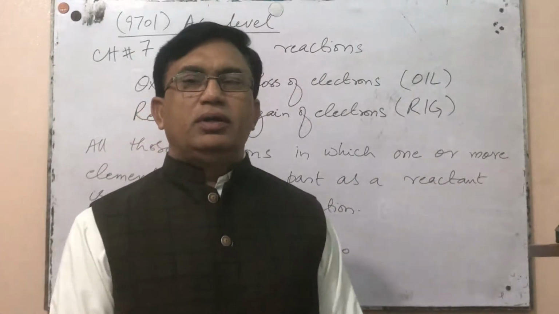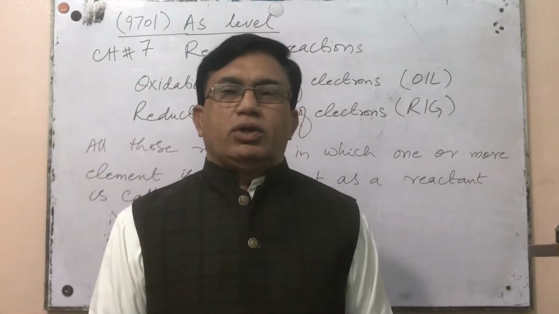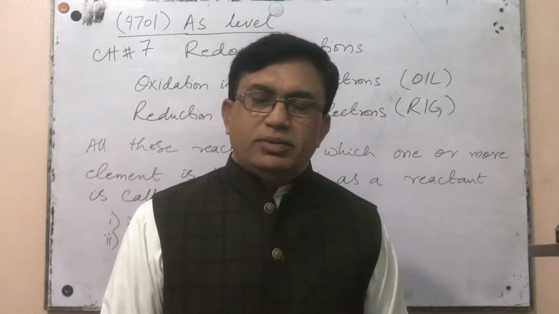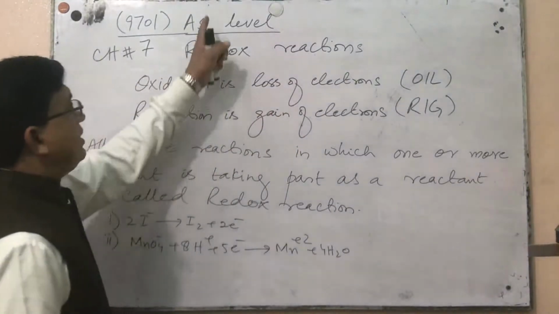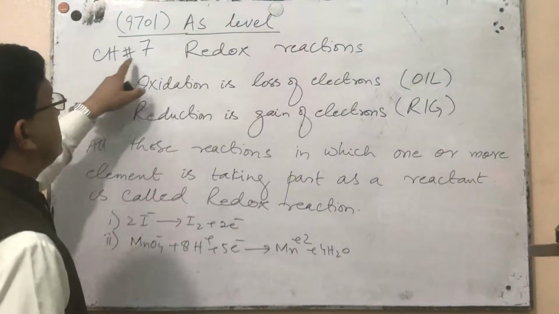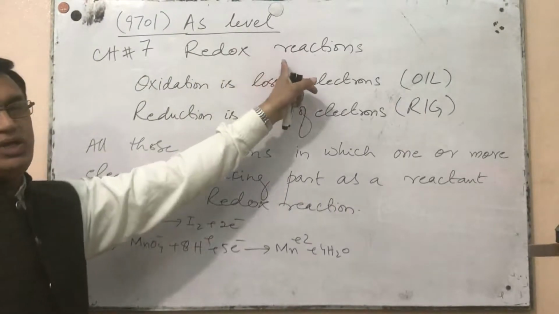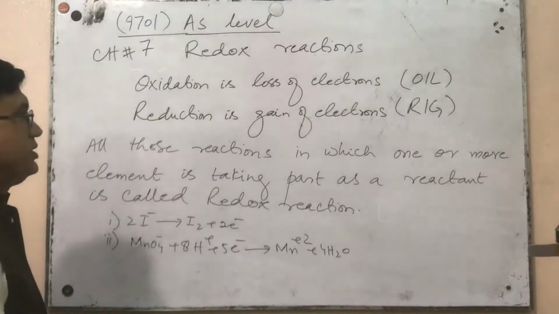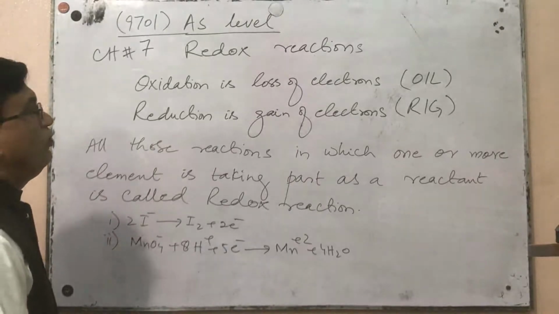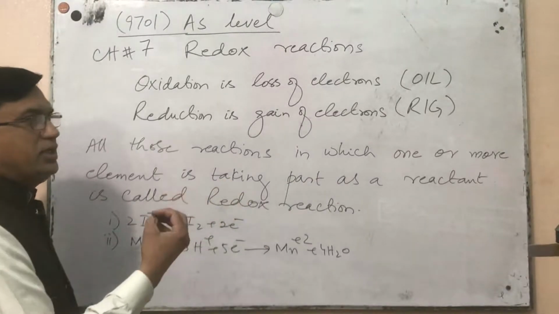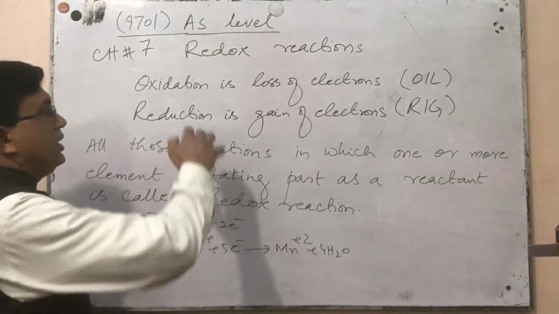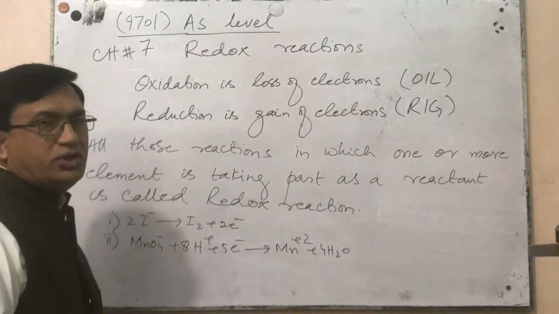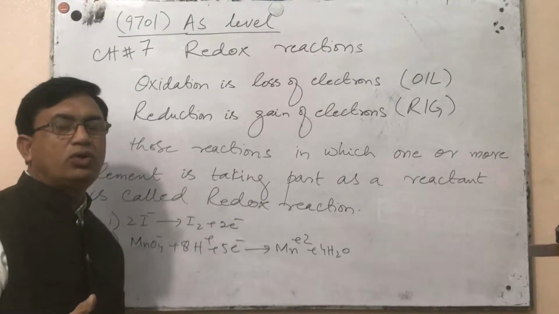Hello everyone. Our today's topic for the A-level chemistry 9701 AS level is chapter number 7, redox reaction. What are the redox reactions? First of all, we have already learned about oxidation and reduction, but here in this chapter we will discuss oxidation and reduction with respect to gain or loss of electron only.